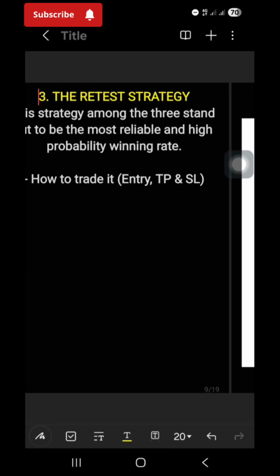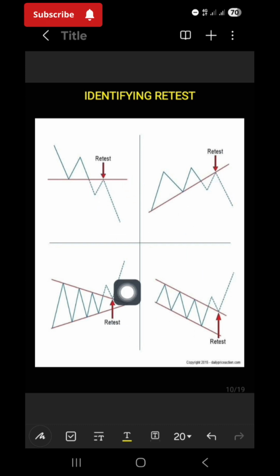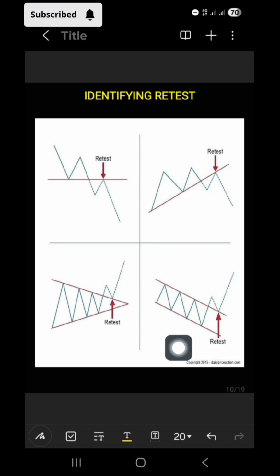So now let me round off by sharing, identifying retest. You can see this is a retest here. This is a retest here on trend line. This is a retest here on horizontal. You can see different retest lines here. So I believe this will help you a lot.